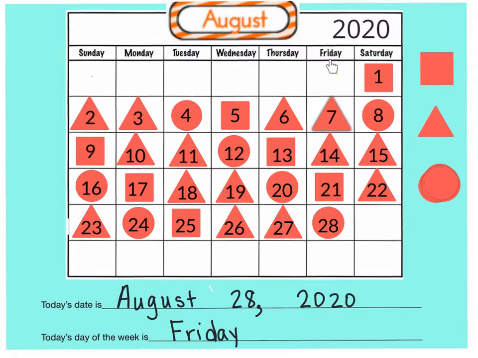So I said today was Friday. If I go back one, what was yesterday, think? Yesterday was Thursday, right? All right, if I go back to today and then I go forward one, what's tomorrow, think? Tomorrow's Saturday. Oh, it's almost time for the weekend.